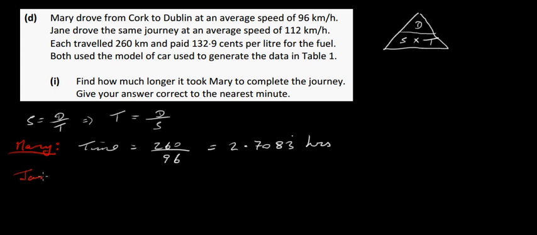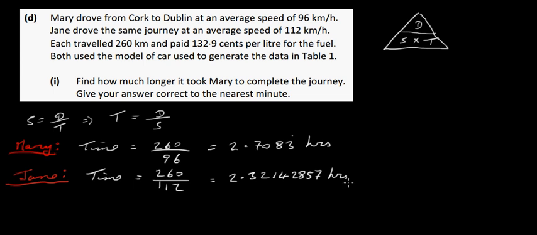So Jane did the same journey, and her time is going to be, distance again is 260 kilometers, and her speed was 112. So when you work that out, you get 2.3214285714 hours. Okay, so what were we asked?